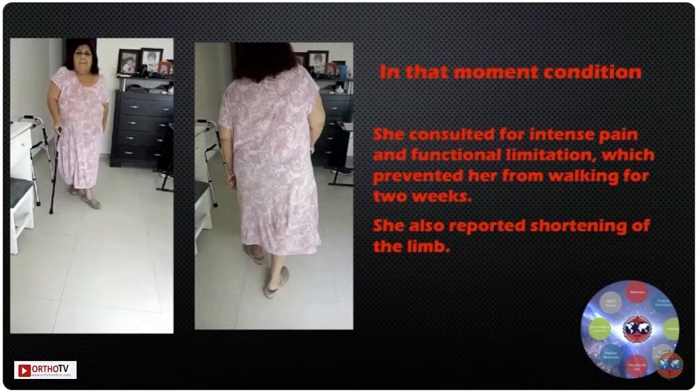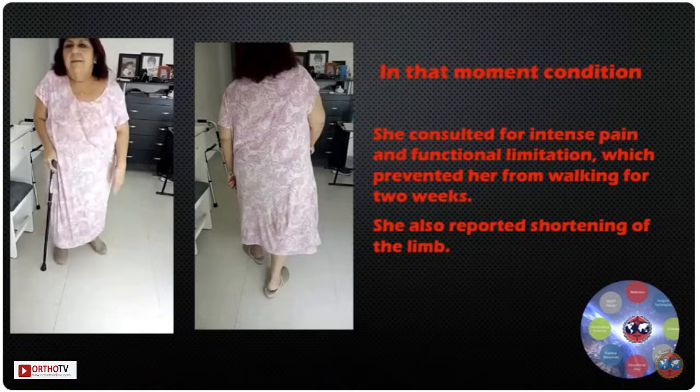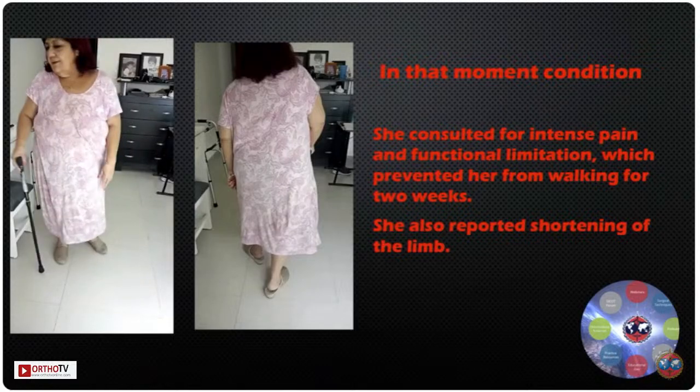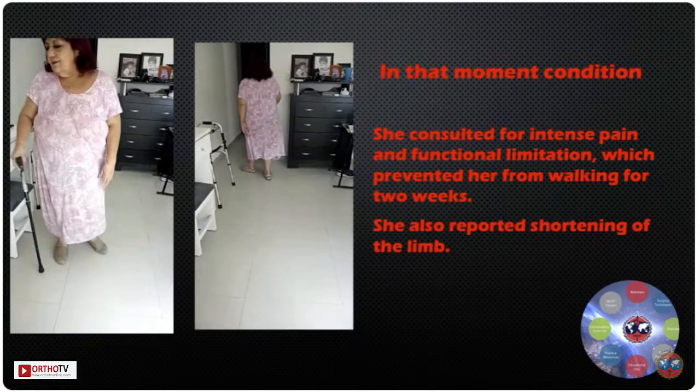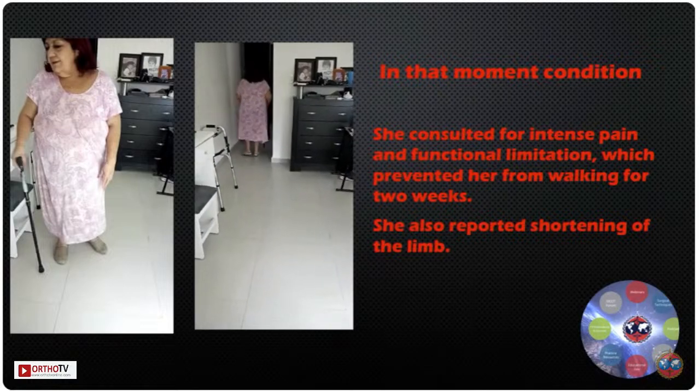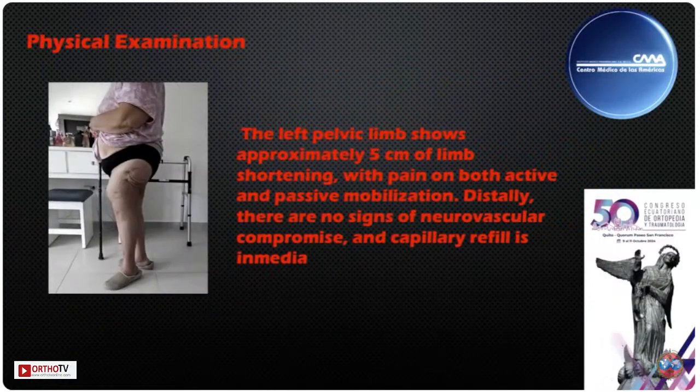And particularly, she is a very, very heavy woman. This is very important. As you can see, this is difficult for the support of walking. And the left pelvic limb shows approximately 5 centimeters of limb shortening with pain in both active and passive mobilization. Distally, there are no signs of neurovascular compromise, and capillary refill is immediate. No problem with the preservation of the limb.